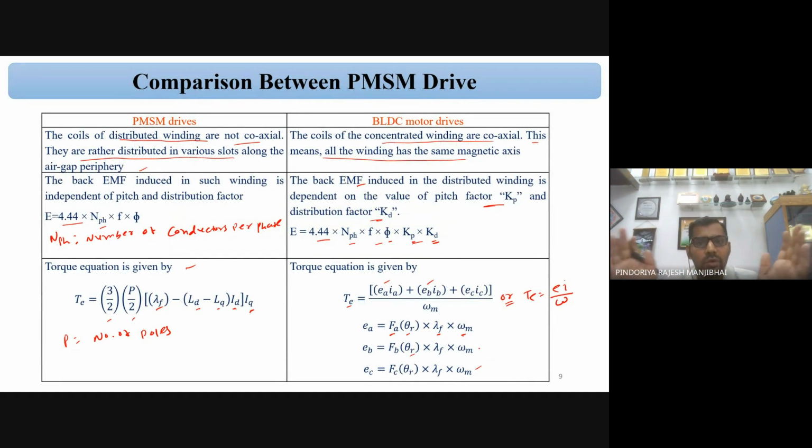So till now, any confusion for both motors, the PMSM and the BLDC motor? Any confusion here, students? Is there any query for the PMSM and BLDC motor?